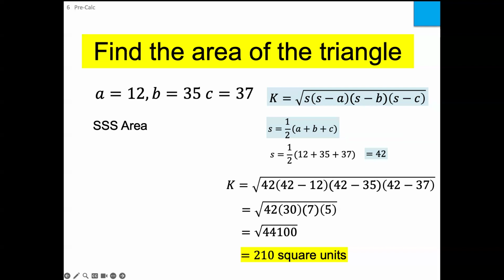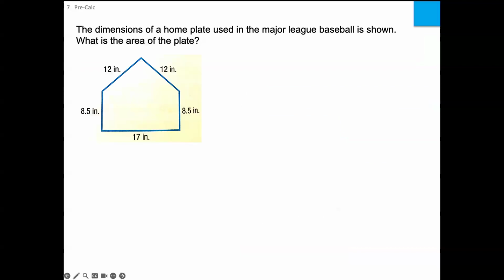Good? Sure. Okay. I think I assigned you an application as well. We did a couple of very challenging applications. This one is not challenging. For those of you that play baseball or softball, the home plate is shown as follows. It says, what is the area of home plate?